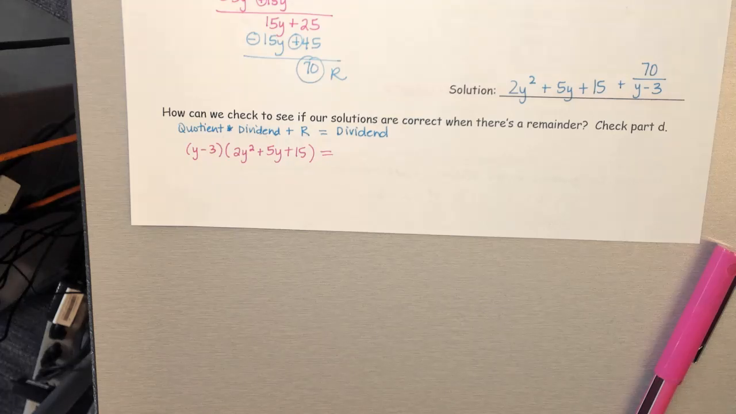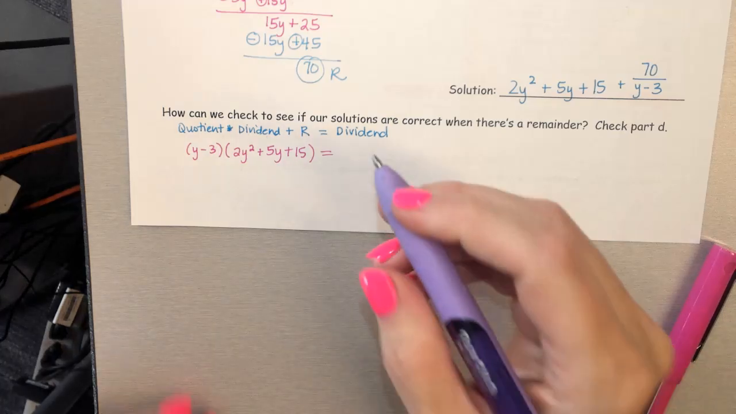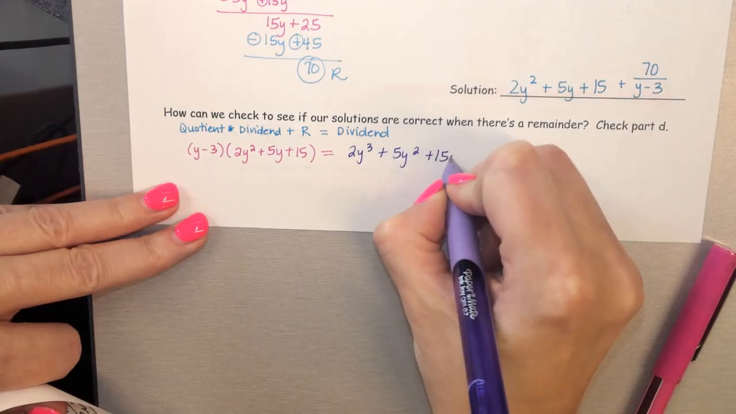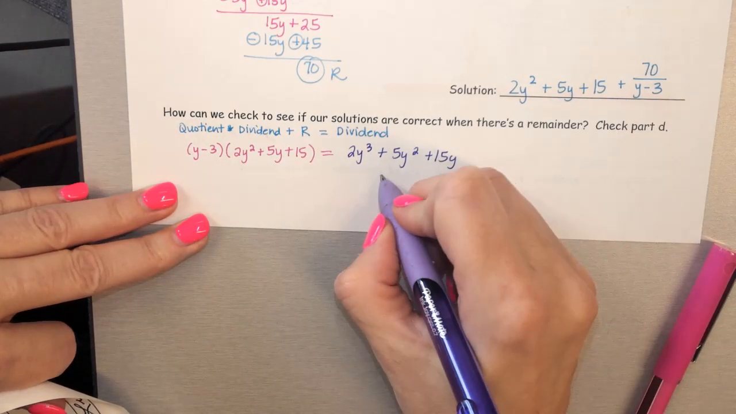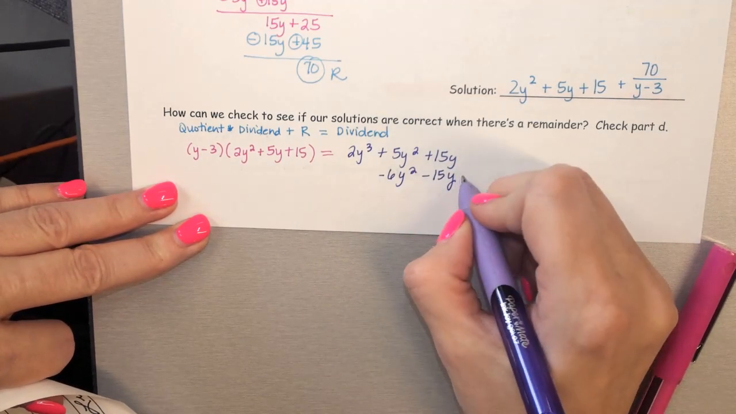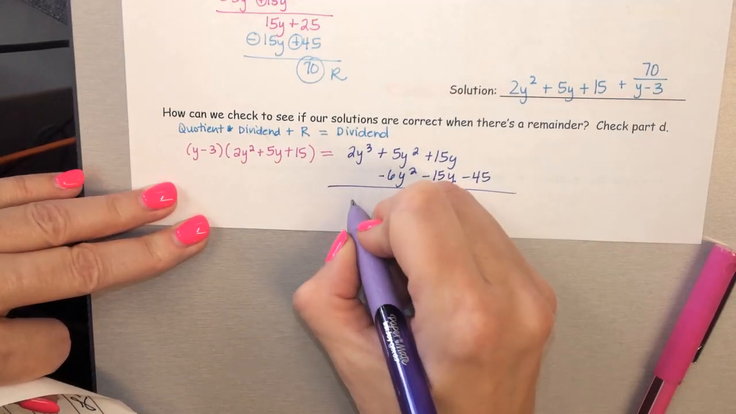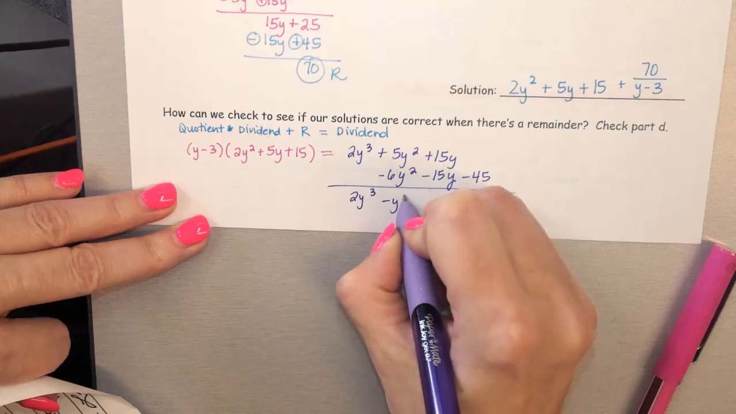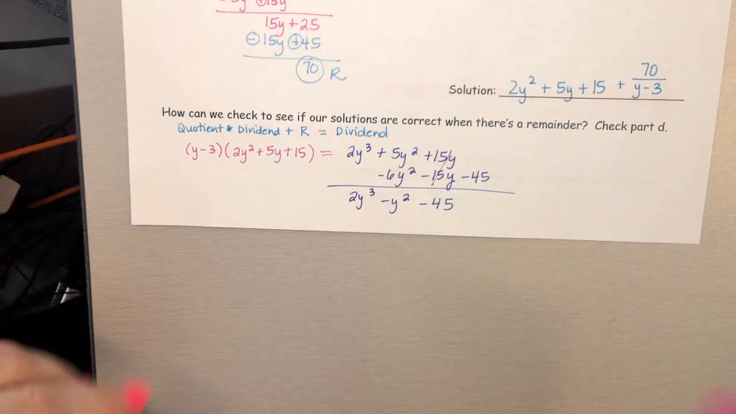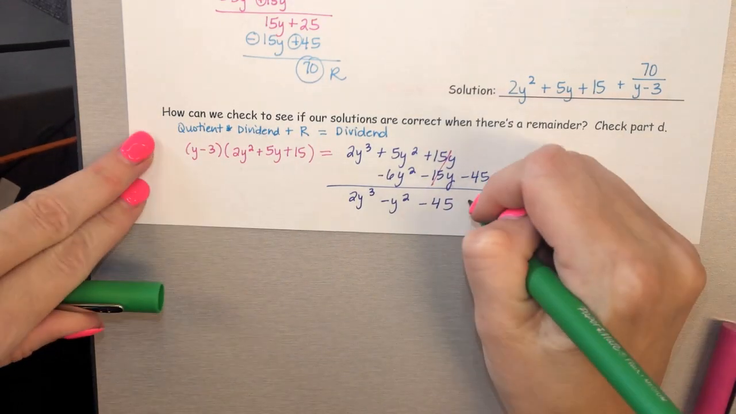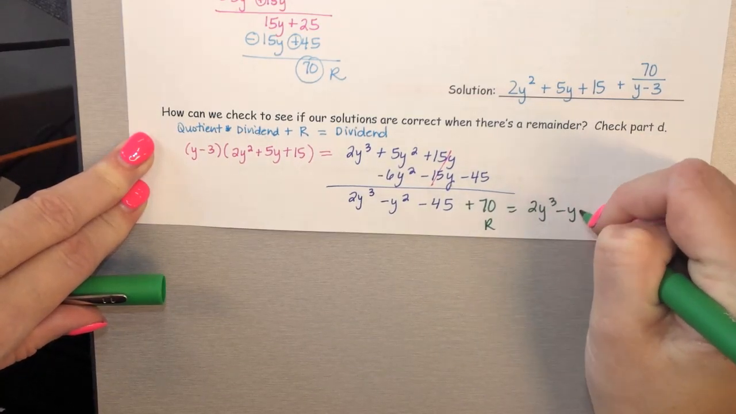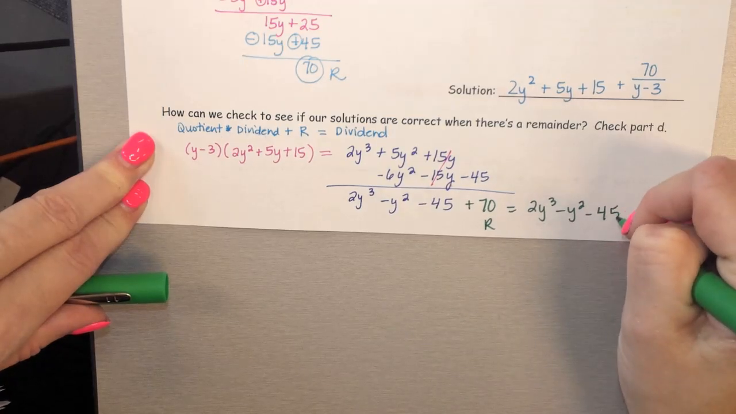All right, so when you distribute the y, you should have 2y cubed plus 5y squared plus 15y. Okay, then we distribute the negative 3. So negative 6y squared, negative 15y, negative 45. And I like stacking them up because I do think it's helpful when you're combining like terms. These are going to cancel. And then we have to add our remainder. Our remainder is 70. And then look, we have 2y cubed minus y squared minus 45. So we did it.